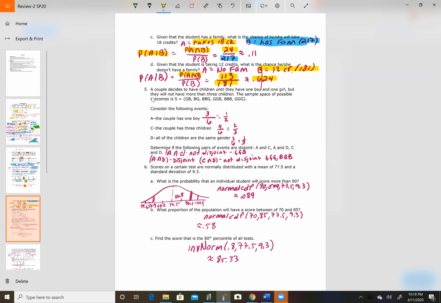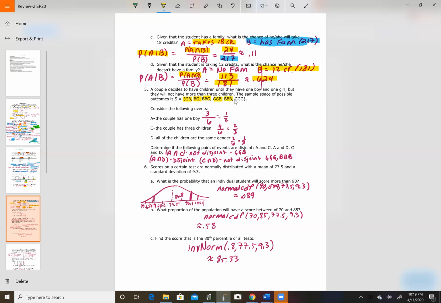Question 5: a couple decides to have children until they have one boy and one girl, but they will not have more than 3 children. The sample space of possible outcomes is given here. They could have a girl and a boy, and then they'd be done, so they only have 2 kids. They could have a boy and a girl, then they'd be done, so they only have 2 kids. They could do boy, boy, girl, girl, girl, boy.